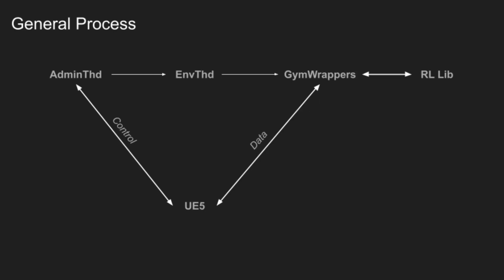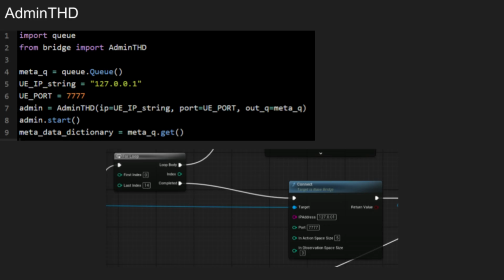So here is just a general process overview. At a high level, the training process will be utilizing two classes to communicate with Unreal Engine 5 and to complete the training process here. Admin thread talks with UE5 to discover the environment, get the metadata and config and stuff like that. That'll be needed later on to set up the training.